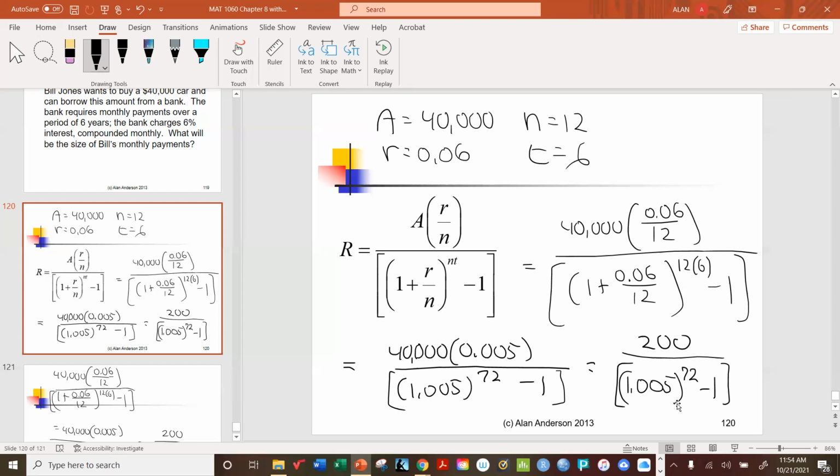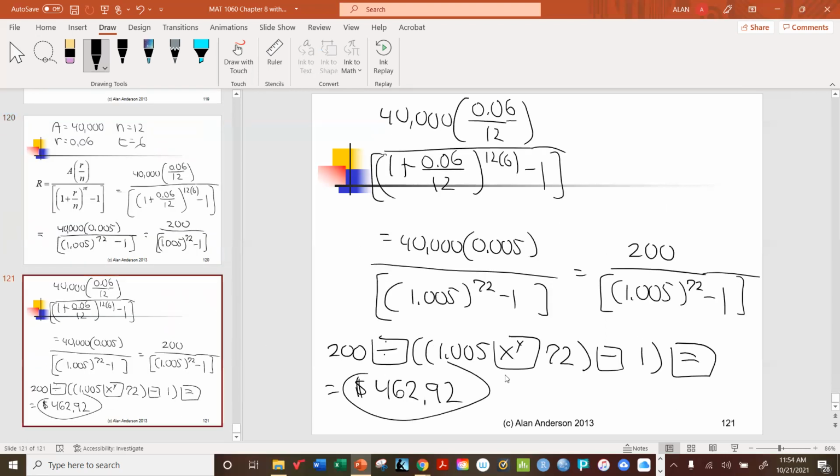All right, so that would turn out to be. And again, we'll follow the same procedure: 200 divided by double parentheses, 1.005 raised to the 72nd power, close parentheses, minus 1 equals, don't forget this last parenthesis. So his monthly payments would be $462.92.